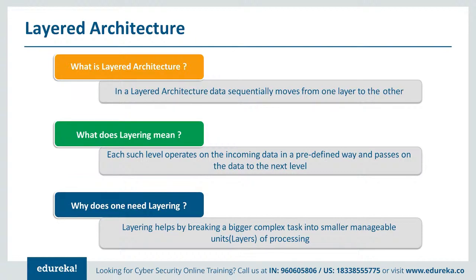In a layered architecture, data sequentially moves from one layer to the other. Initial processing is done by the first layer, then it moves to the second layer. Likewise, it goes to the third, fourth, fifth, and up to the 7th layer. When we start from the physical layer, the application layer would be the 7th layer.